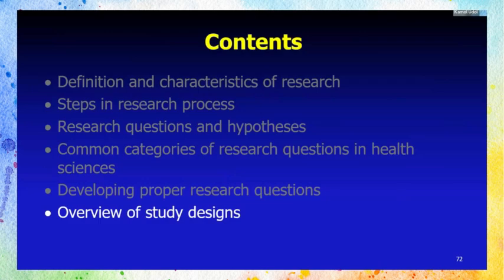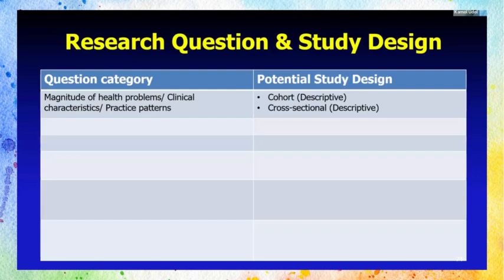Okay, I think I will skip the overview of study design for the sake of time. I don't have time for this, but you will learn about various study designs in subsequent topics in this course. I just want to show you the last slide regarding research question category and study design. Why do we have to categorize our research question? Because it will dictate your study design, your appropriate design.